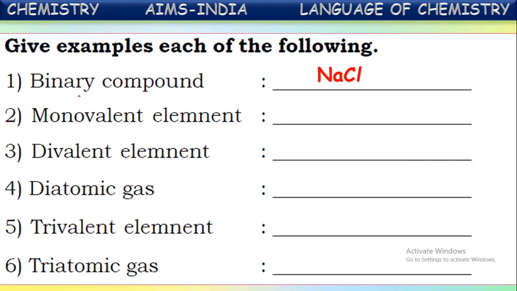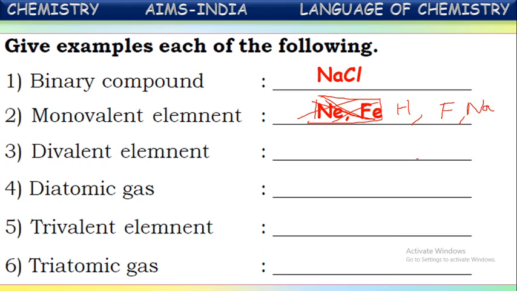The elements with valency 1 are called monovalent elements. Can you give examples for the monovalent elements? Any? Hydrogen, valency of hydrogen is 1. I think they have given here monoatomic. So monovalent elements are hydrogen, chlorine, sodium. These all will come under monovalent elements.